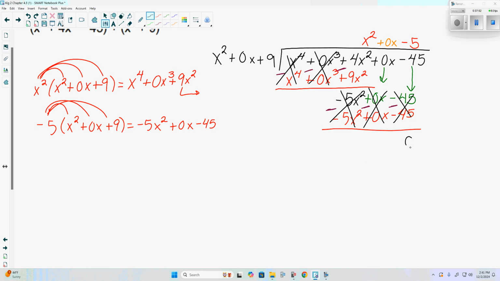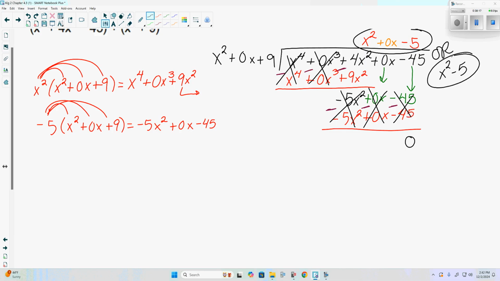So the remainder here, we can write it as x squared plus 0x minus 5. Well, 0x is still just 0. So we can just say x squared minus 5. Questions on this here?